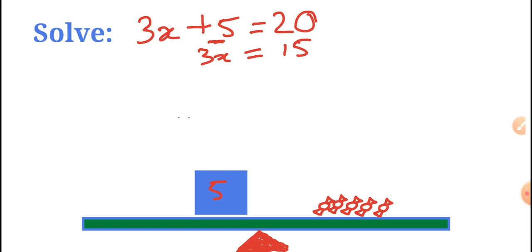So what do I do? How do I write this down? We divided both sides by 3. So now x is equal to 5.